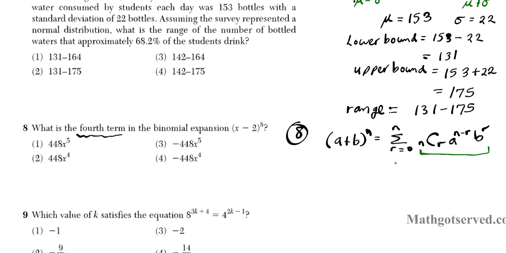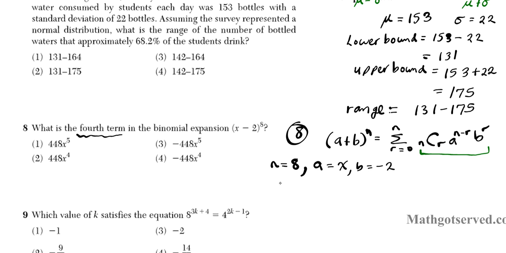For any term, the n is always equal to the power. That never changes. The thing that changes is r. So for the fourth term, n equals the power, which is 8. a is x, b is -2. Please take the sign along with you. If you don't, you're going to mess the sign up. You'll notice that the signs are different in the options here. This is negative, so b is also going to be negative.